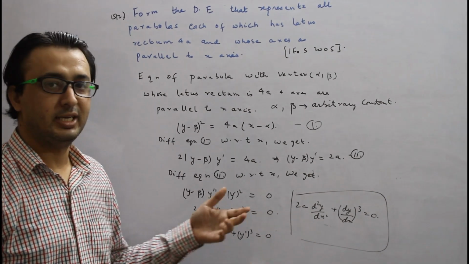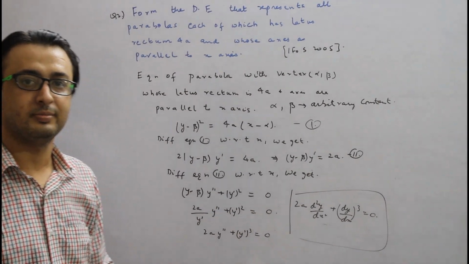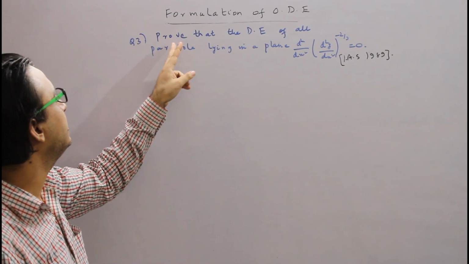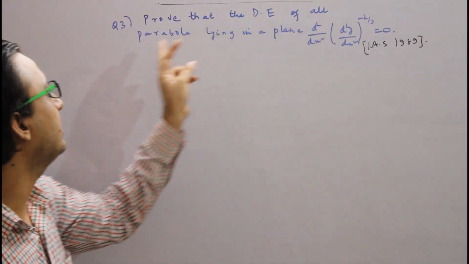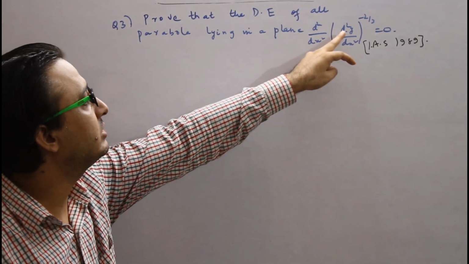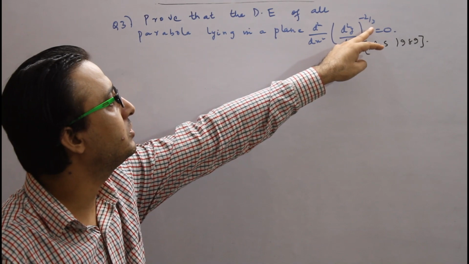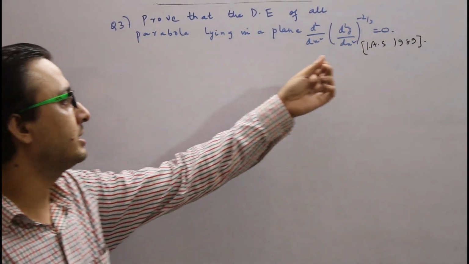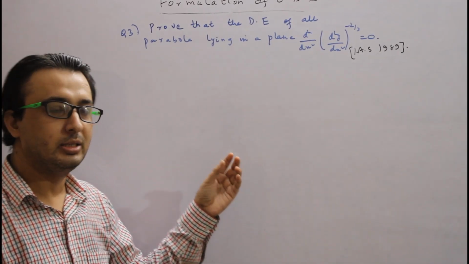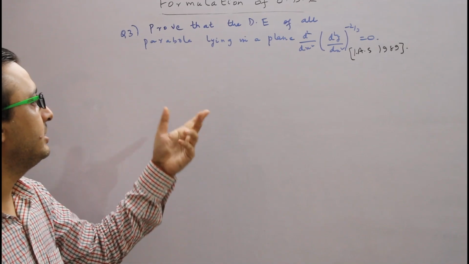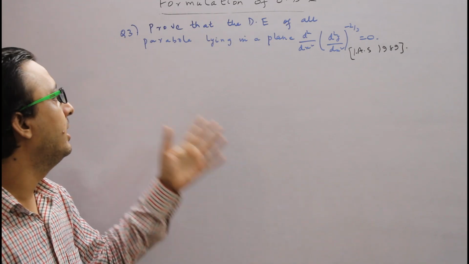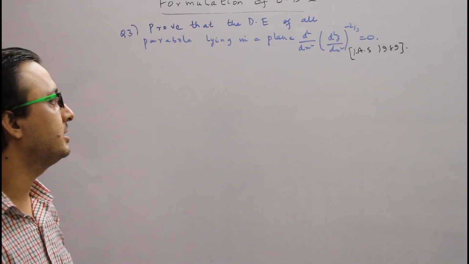So now we are going to take the next question and the last question for this session. Now this is question number 3 for this session. It says prove that the differential equation of all parabolas lying in a plane is d by dx of (d square y by dx square) to the power minus 2 by 3 is equal to 0. This question was asked in IAS 1989, and it is very important and lengthy as well. There are a lot of ways to do this question. First of all, we must write the equation of the parabola and then eliminate the arbitrary constants and proceed.